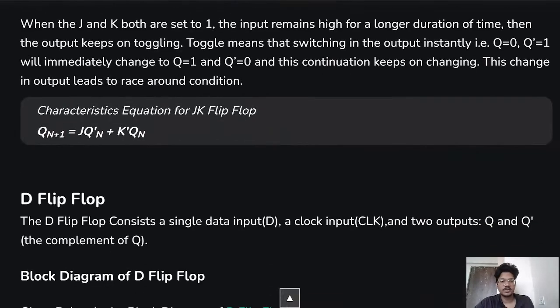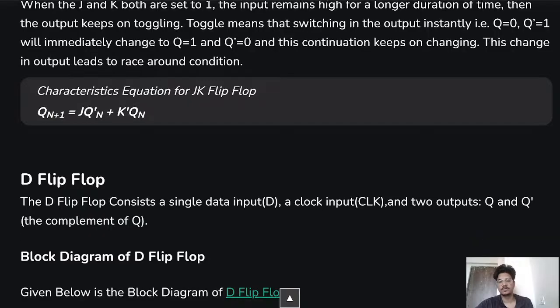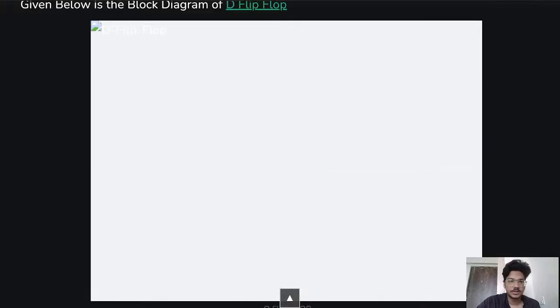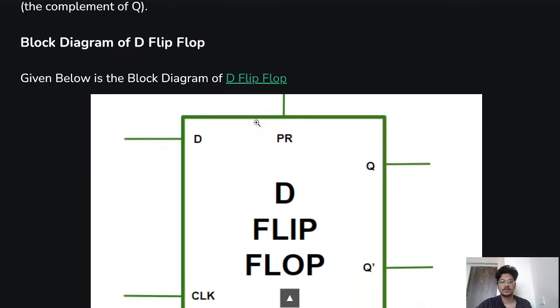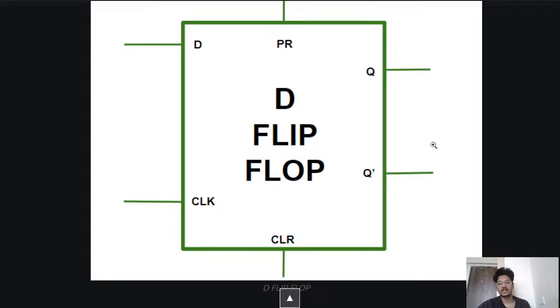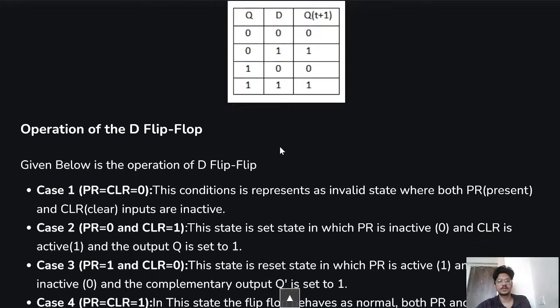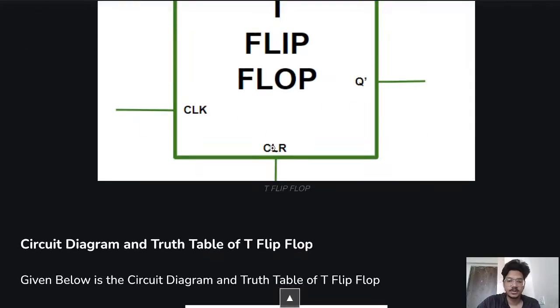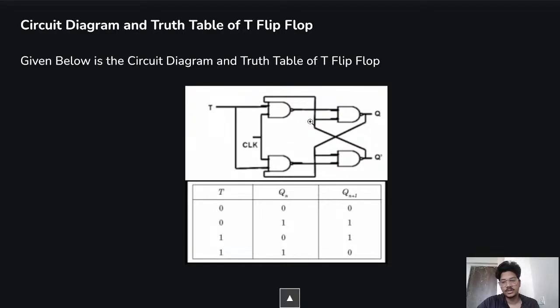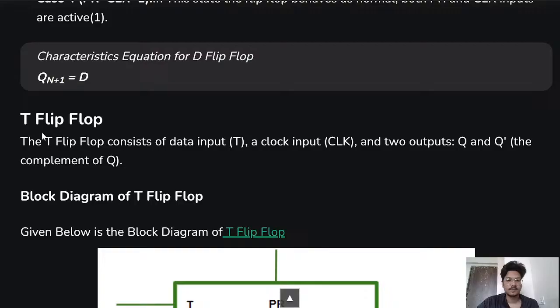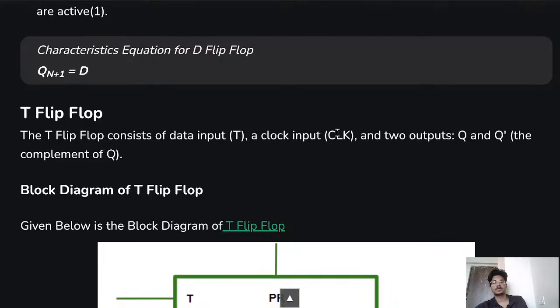JK and D flip flop consist of the data and the clock, with the two outputs Q and Q dash. So the D flip flop has D and clock, preset and clear, everything is given. One input is connected, another is inverted by this one. The T flip flop is simply this one, with the data input T and the clock. This one is very complex.